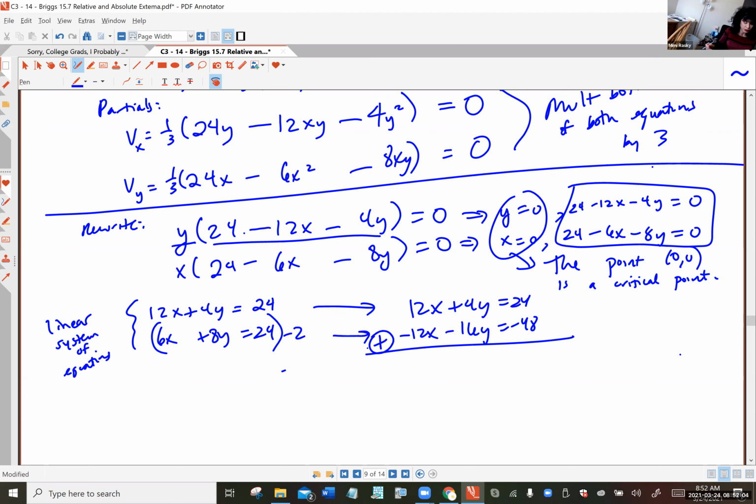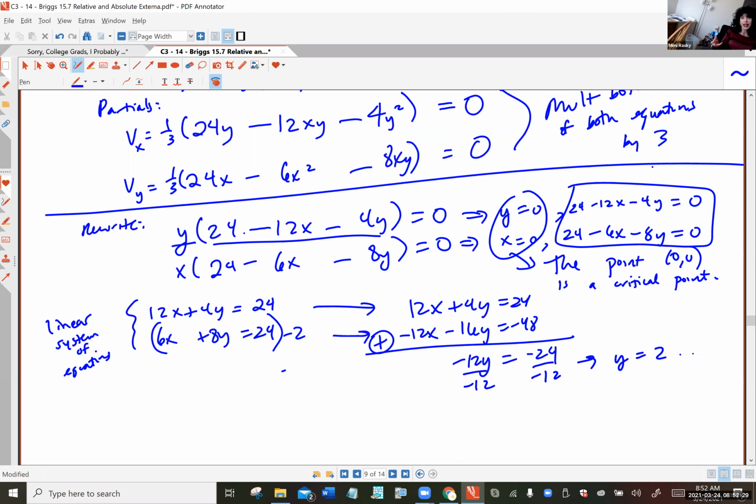You've seen this in algebra. And I'll eliminate the x variable, because 12x plus -12x is 0. But then I'll have 4y minus 16y. That's -12y. And then when I add the constant terms together, see 24 minus 48, I get -24. Oh, cool beans. Now I can solve for y. And so the y coordinate is a 2.